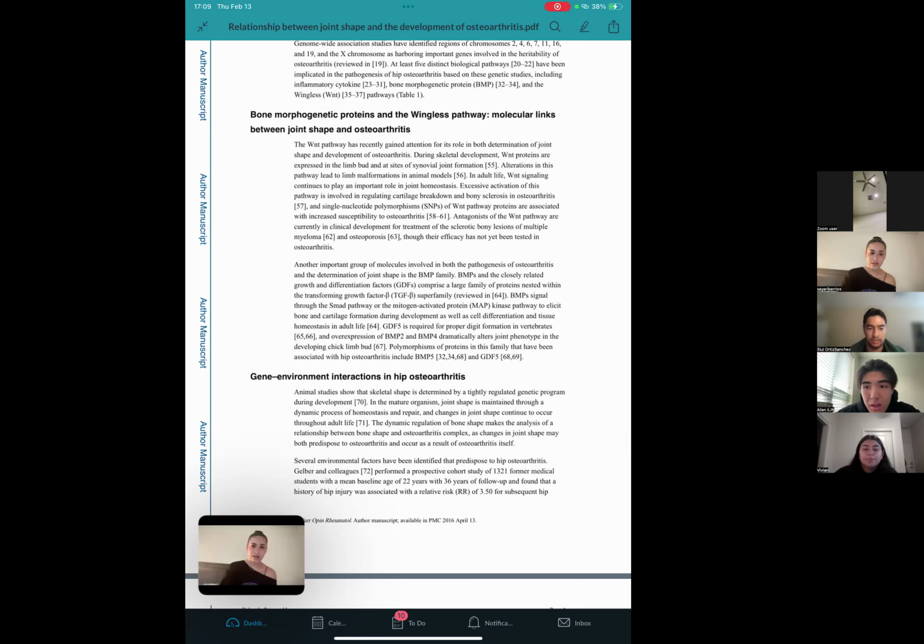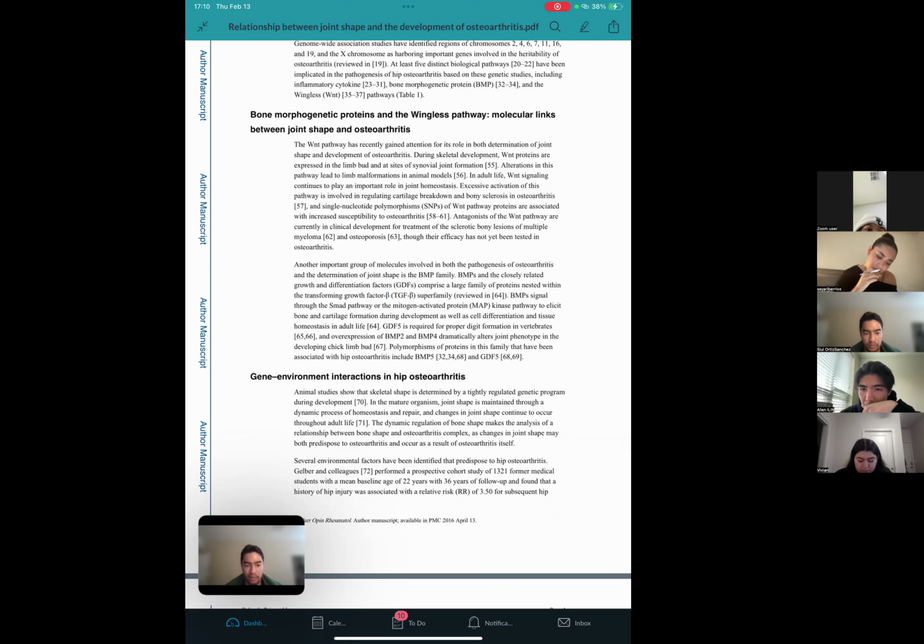All right, so I'll continue on. Gene environment interactions in hip osteoarthritis. Animal studies show that skeletal shape is determined by a tightly regulated genetic program during development. In the mature organism, the joint shape is maintained through a dynamic process of homeostasis and repair, and changes in joint shape continue to occur throughout adult life. The dynamic regulation of bone shape makes the analysis of a relationship between bone shape and osteoarthritis complex, as changes in joint shape may both predispose to osteoarthritis and occur as a result of osteoarthritis itself.